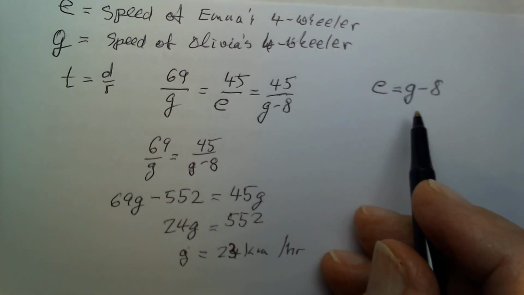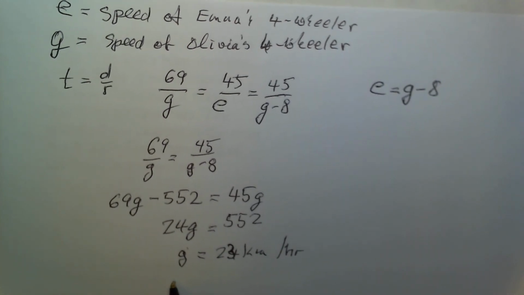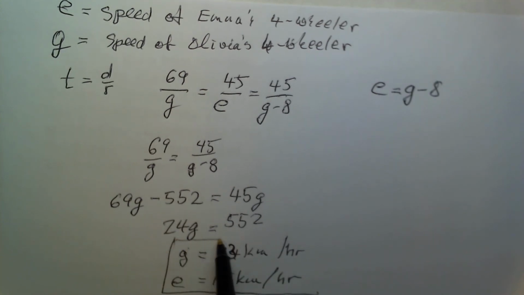And so since E is G minus 8, that means Emma's four-wheeler travels at a rate of 23 minus 8, or 15 kilometers per hour. So the faster one goes 23 kilometers an hour, and the slower one goes 15 kilometers per hour.